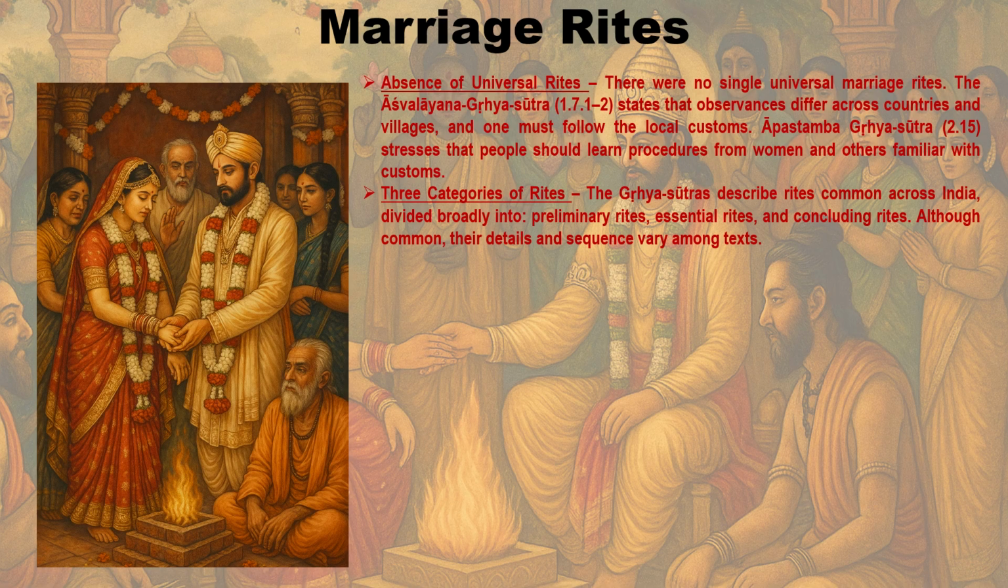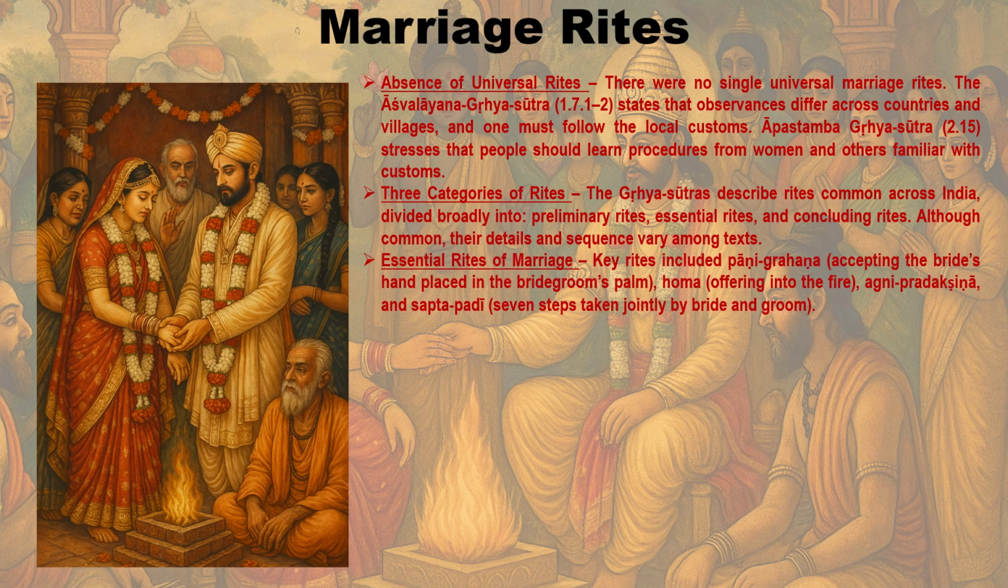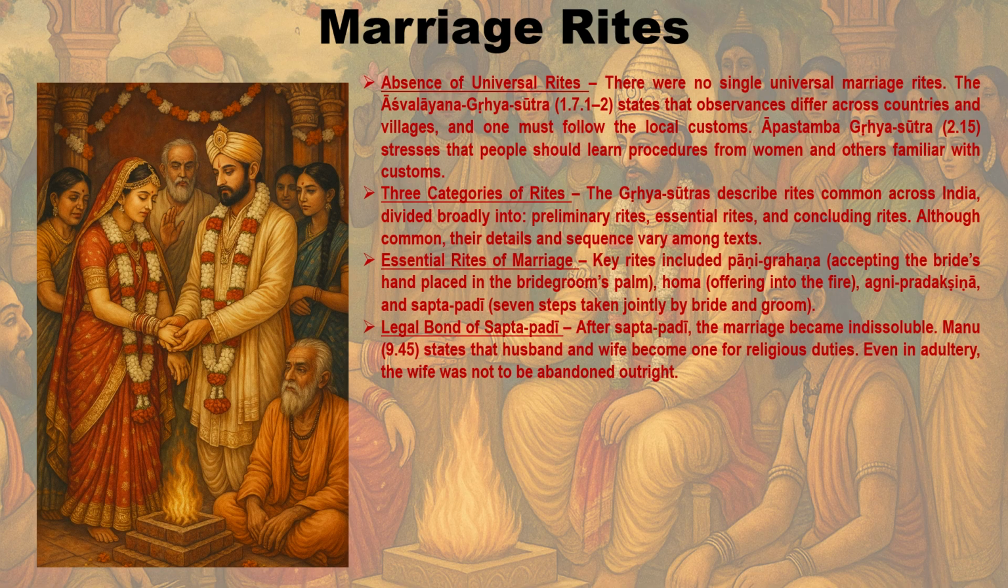The Grihyasutras describe rites common across India, divided broadly into preliminary rites, essential rites, and concluding rites. Although common, their details and sequence vary among texts. Key rites included panigrahana, accepting the bride's hand placed in the bridegroom's palm, homa, offering into the fire, agni pradakshina, and saptapadi, seven steps taken jointly by bride and groom. After saptapadi, the marriage became indissoluble.